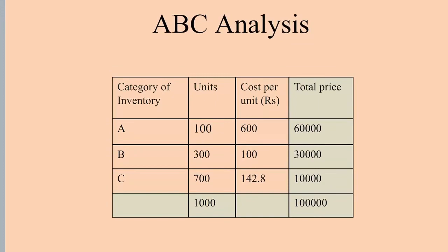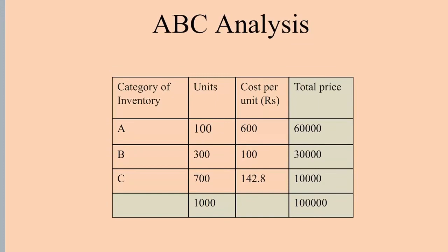Then comes B category item and C category item. C category items are in bulk, they are more in number, but in terms of value, that means the total price, they are less. Look here, 70% of the total inventory units are C category, but if you come to the value, which in total is 1 lakh, out of that only 10% is C. 70% in number and only 10% in value.